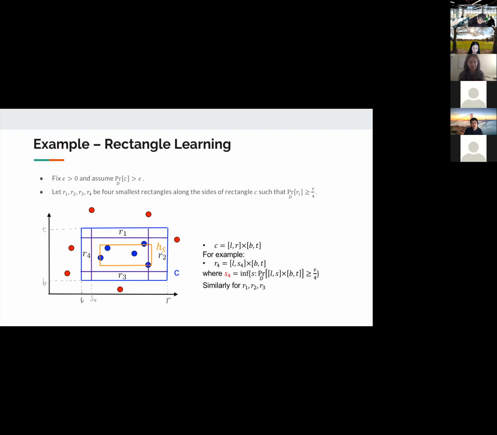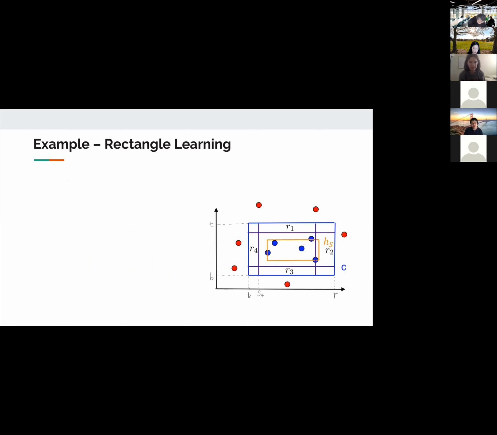So basically, you can find that. Then what happens is that the errors can only occur in C minus HS. So you can only have false positives, false negatives, right?